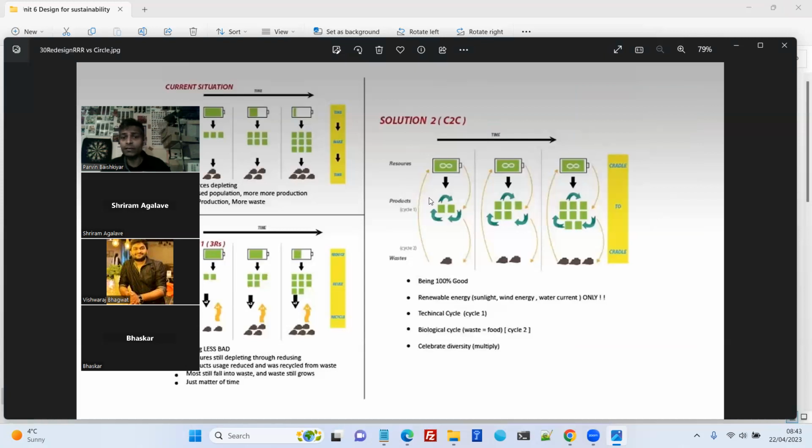The resource is completely coming from nothing. Being 100% good, renewable energy, like energy coming from nothing. That's renewable energy, right? Wind energy, technical cycle, cradle to cradle design, we call it. So 100% of the waste is reused. And of course, if you reuse 100% of the waste, that means you have to use fewer resources. Once the aluminum is extracted, it is basically reused forever.